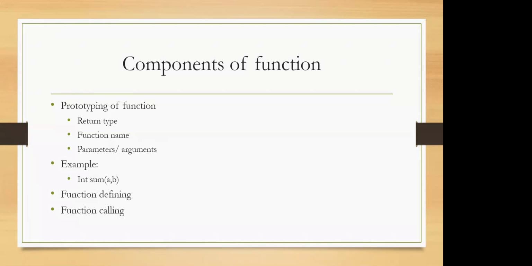Whenever we talk about the function, there are three things. One is the return type. Return type means the output of the function, parameter you can say is the input to the function, and the name is what we use to execute the function. Further, there are two things for the function: function definition and function calling. Definition means we write the code for what the function will do, and calling means we execute the function that we have written.